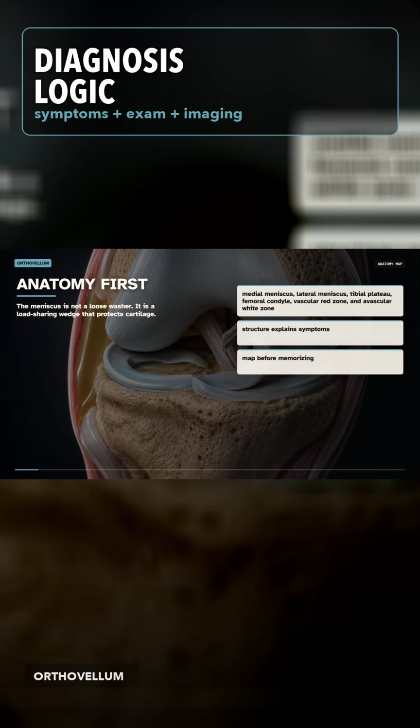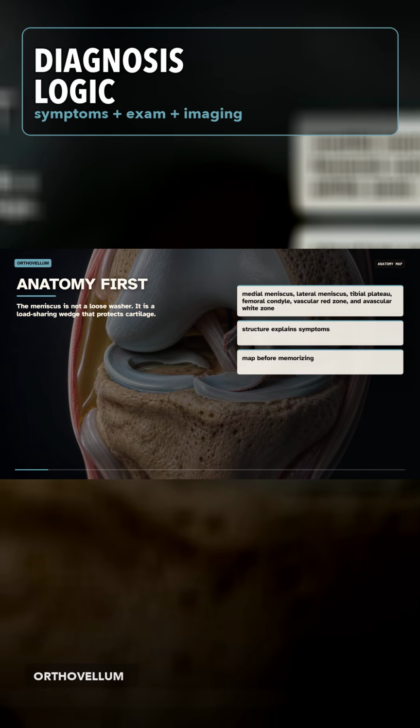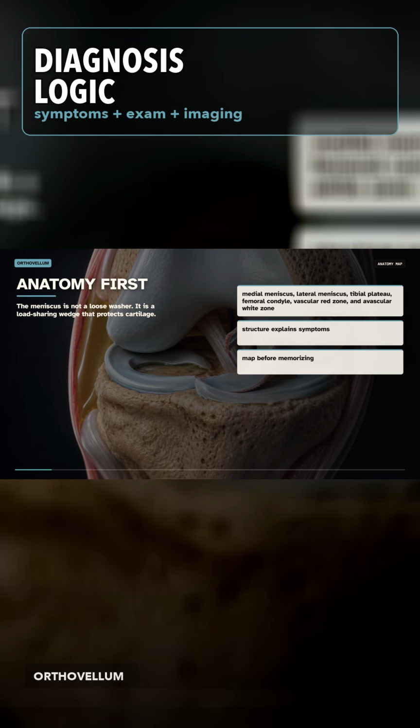Start with the anatomy. For meniscus tear, the important structures are medial meniscus, lateral meniscus, tibial plateau, femoral condyle, vascular red zone, and avascular white zone. Do not memorize the picture as a list. Ask what each structure is trying to do when the person moves.